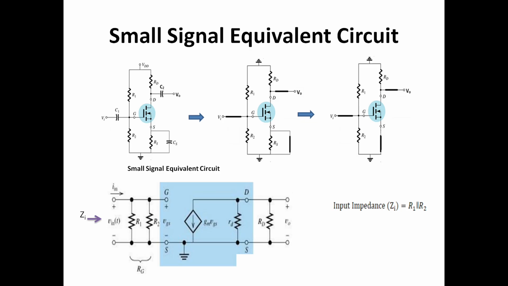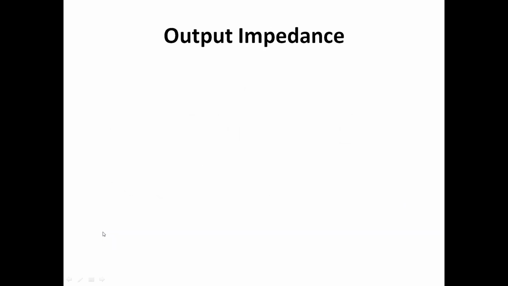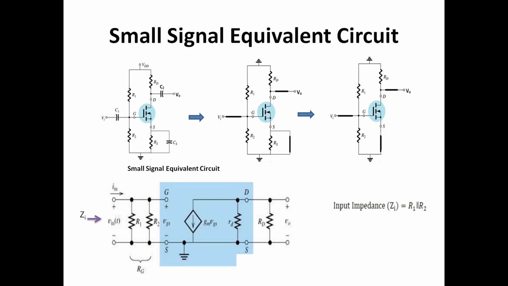Let's find out the input impedance. To find out the input impedance, we have to look through this terminal, and if we look through this terminal, you can see that the gate is not connected to the drain terminal, because the gate is separated by a dielectric material. So if we see through this terminal, R1 and R2 are parallel to each other, so the equivalent input impedance is R1 parallel R2.